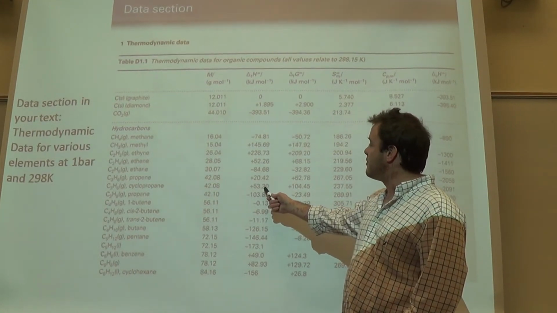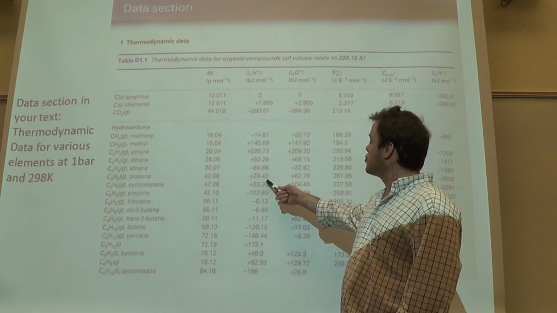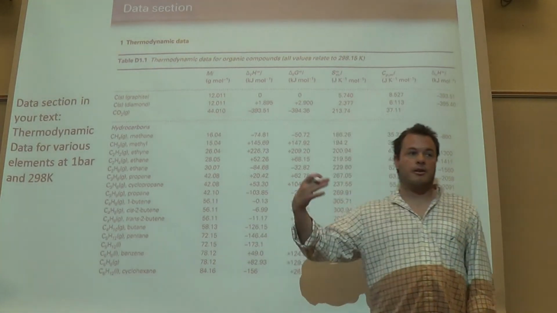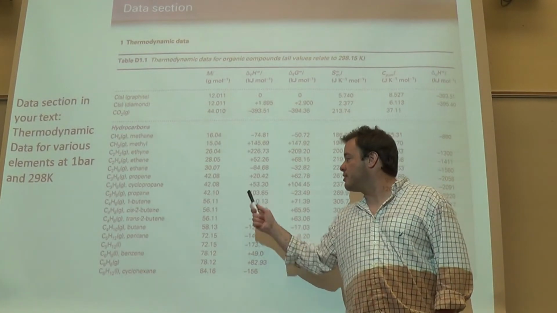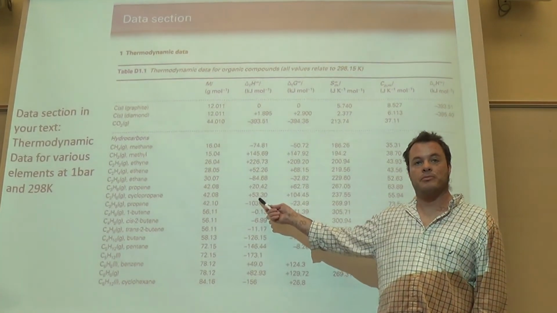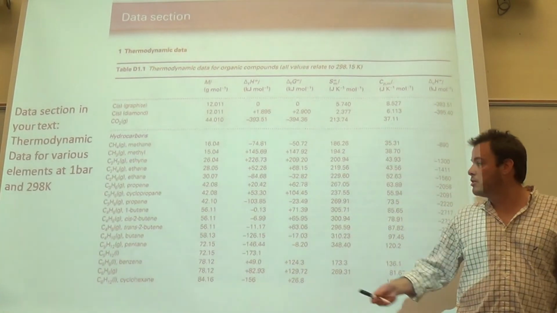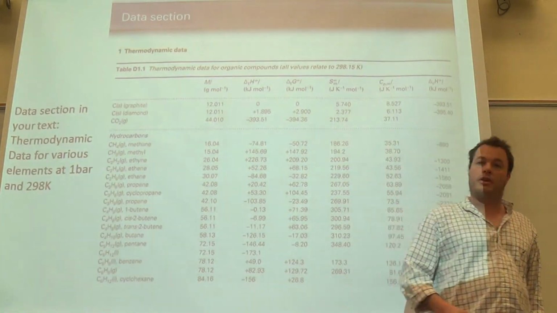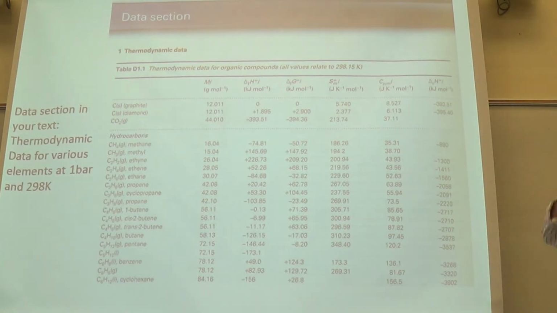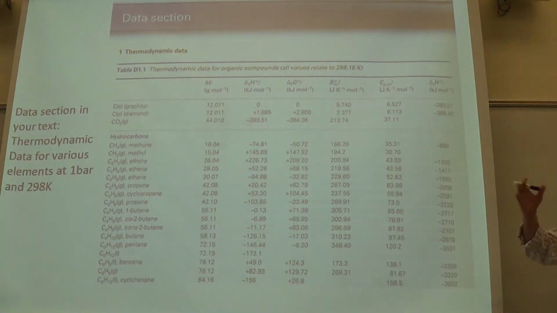Enthalpy information of the cyclopropane, plus 53.3 kilojoules per mole. That's saying that if we take elemental hydrogen and elemental carbon and we react them to form cyclopropane, we're going to witness that we have to absorb 53.3 kilojoules of energy.